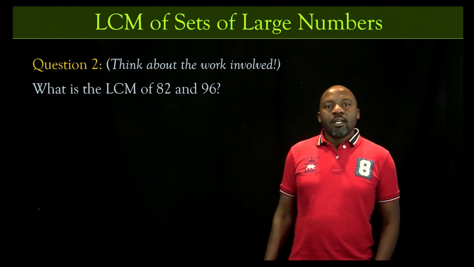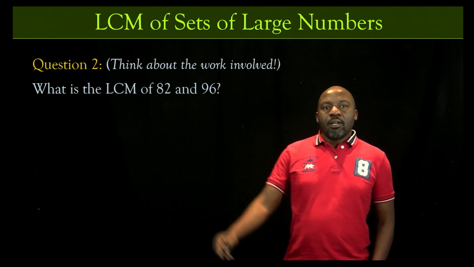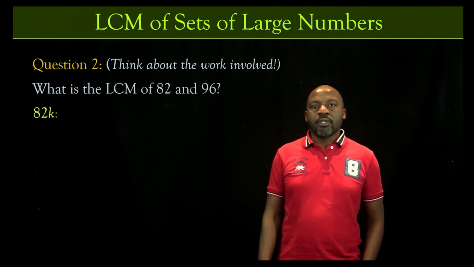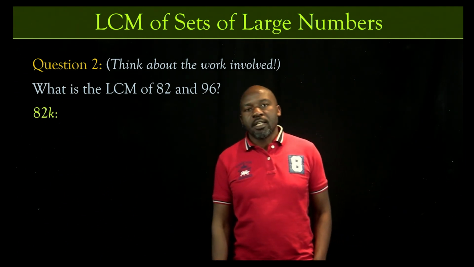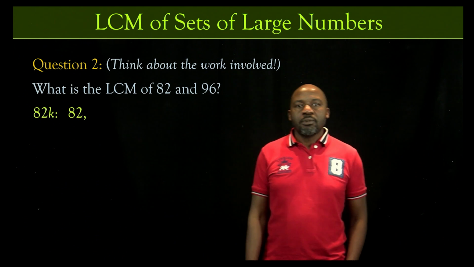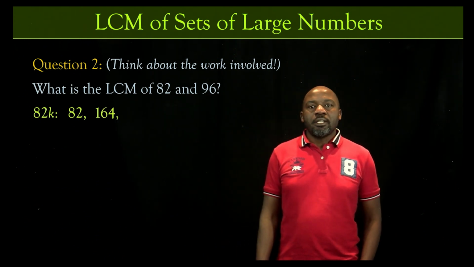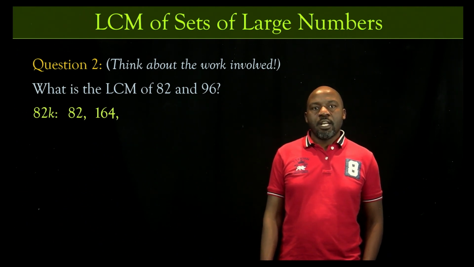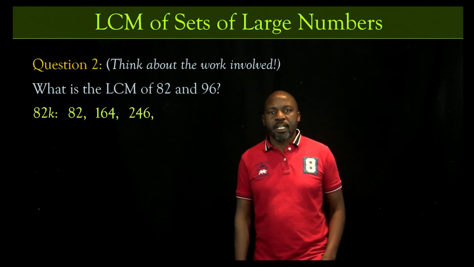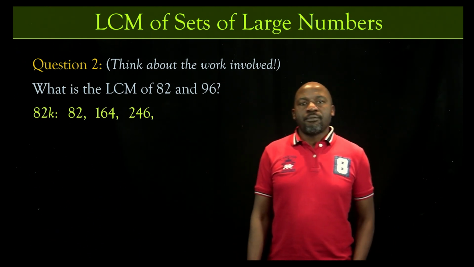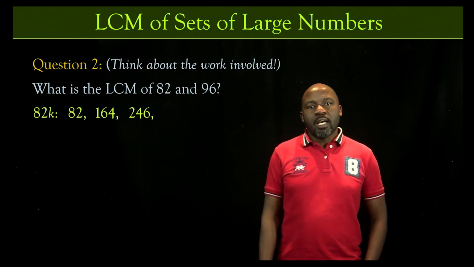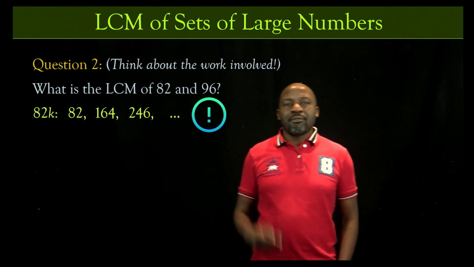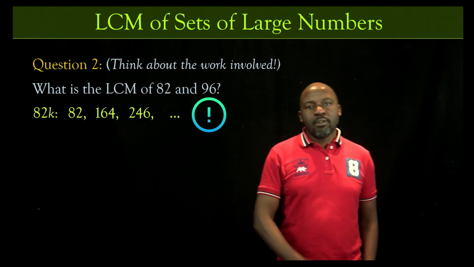All right. Well, if we try the same method, we would have to start with the multiples of 82. That means we are looking for 82K. So 82 times 1 is 82. 82 times 2 is 164. 82 times 3 is 246, I think. 82 times 4 would be 328, and so on. But you can already see that we have to think about those multiples.